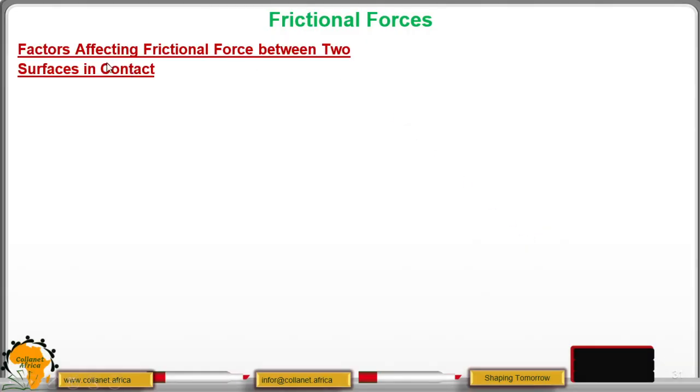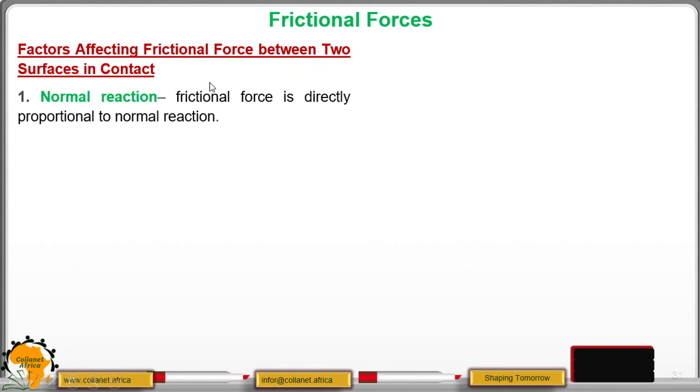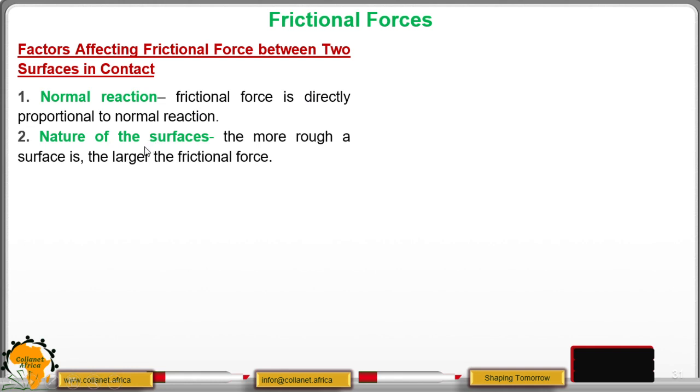Then from there, we look at factors affecting frictional force between two surfaces in contact. One, we have the normal reaction. We have seen that the frictional force is directly proportional to the normal reaction. Then number two, we have the nature of the surfaces. The rougher the surface is, the higher the friction.